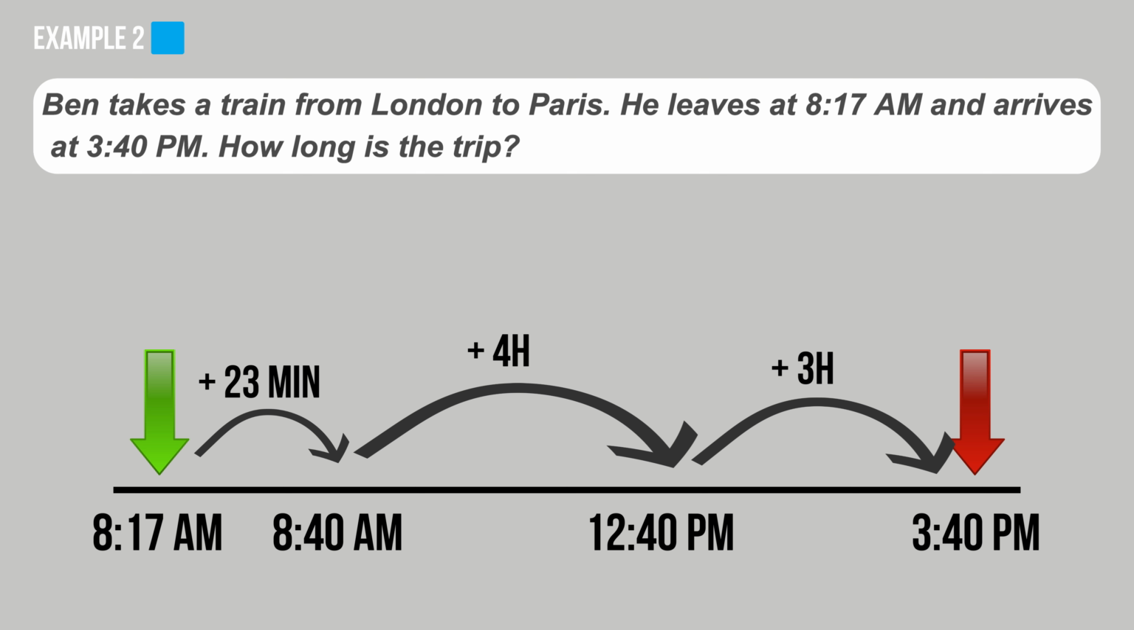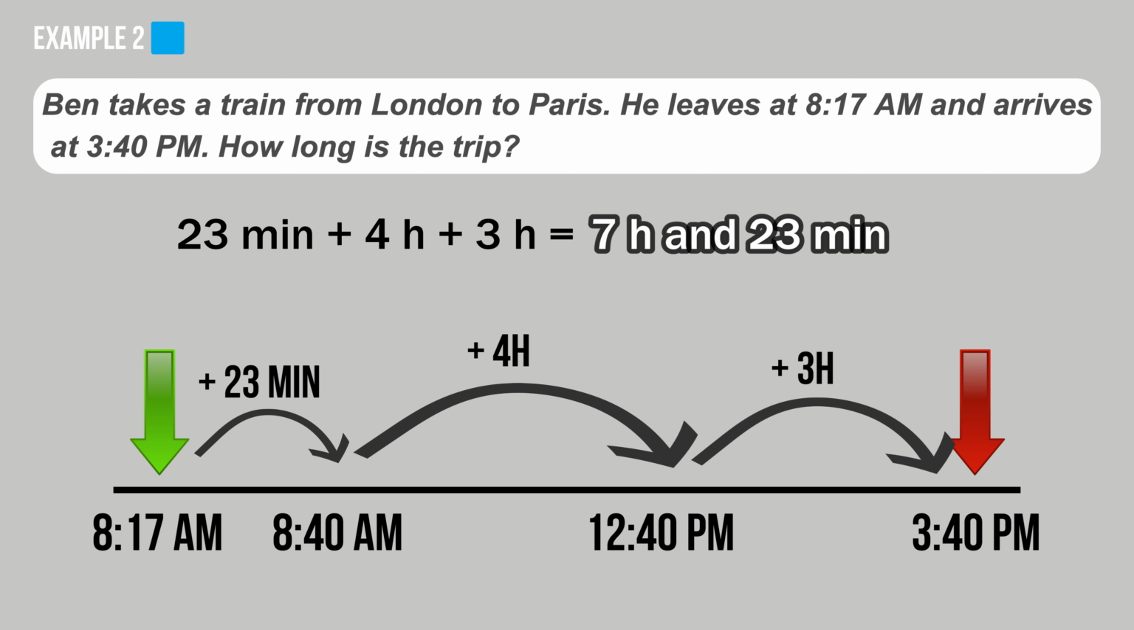The question was to find the elapsed time. To answer that, we have to add up all our jumps. 23 minutes plus 4 hours plus 3 hours adds up to 7 hours and 23 minutes. So the trip takes 7 hours and 23 minutes.